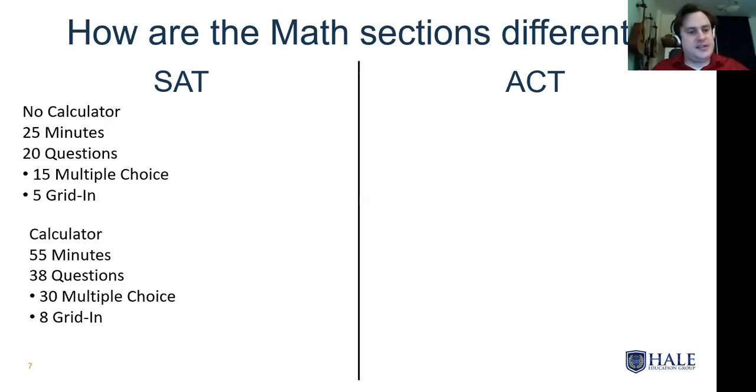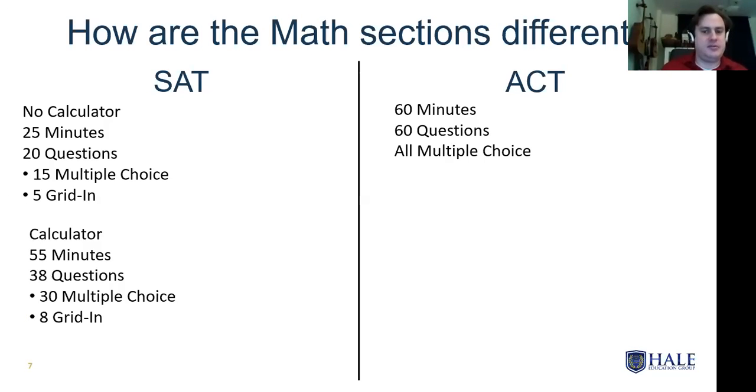The second math section on the SAT is a calculator section. You get 55 minutes to do 38 questions. 30 of them are multiple choice and 8 are your grid-ins, your FRQs, your student-produced responses. Now, ACT, you get a calculator for all the questions. You get 60 minutes, 60 questions, and they're all multiple choice. So it's straightforward.